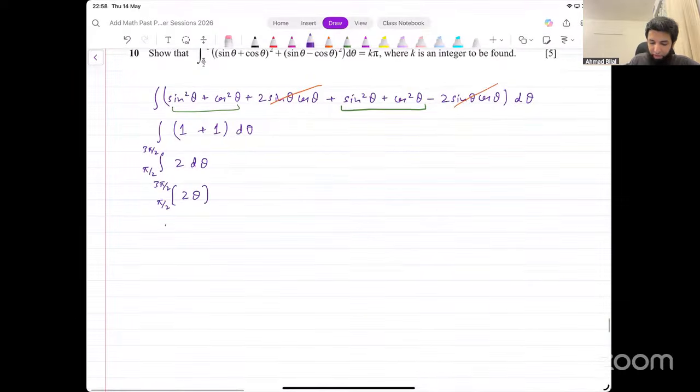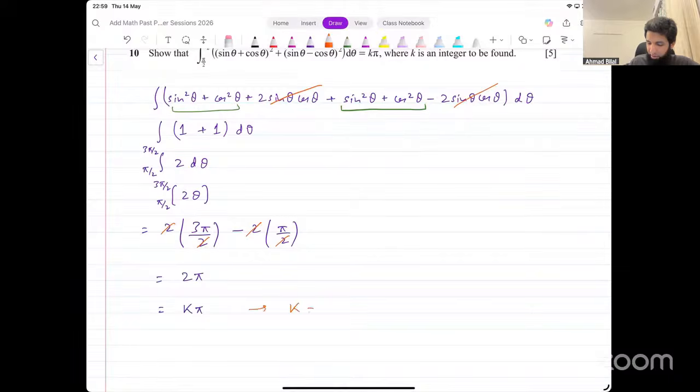If I input 3 pi over 2, that gives me 2 into 3 pi over 2 minus 2 into pi over 2. 2 and 2 get cancelled here as well. 3 pi minus pi, that gives me 2 pi. They said it simplifies to k pi. If you compare with that, that gives us k equal to 2.